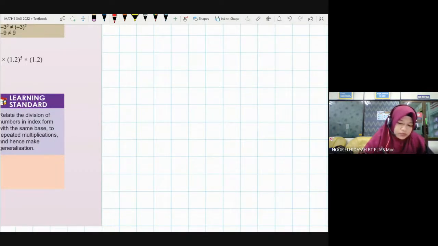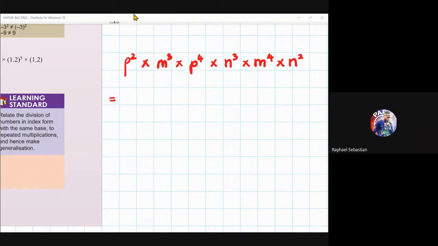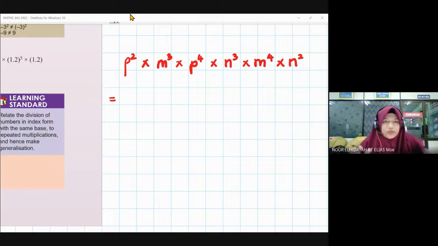P to the power of 2 times M to the power of 3 times P to the power of 4 times N to the power of 3 times M to the power of 4 times N to the power of 2. Okay, alright. Now how many bases do you have here? 3, teacher. Yes, 3 bases. Okay, now I want to show you if you don't arrange.